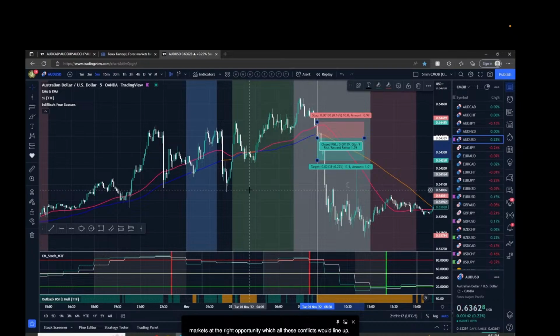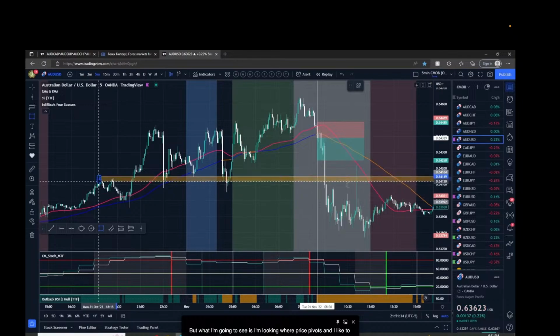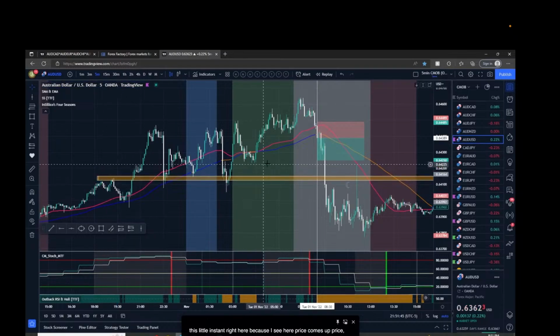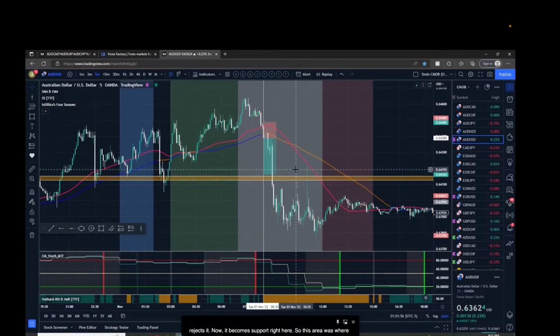I still want to use technical analysis or more of price action because I'm not really looking at any other time frames other than the 5-minute at this point on this AU Forex pair. What I'm looking at is where price pivots, and I like to look at areas where resistance becomes support. I can see this little instance right here, where price comes up, price rejects it, and now it becomes support right here. So this area was where I was looking. I enter the sell at 8:30 whenever all my confluences for my strategy are good to go, and a couple candles later I end up winning the trade.